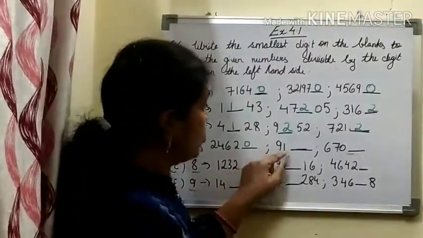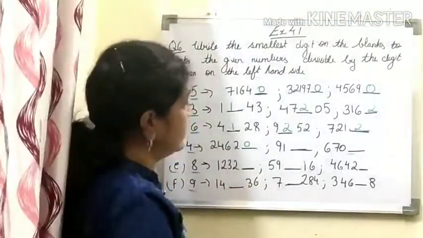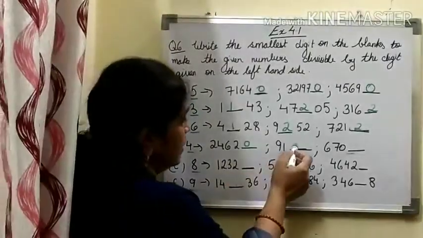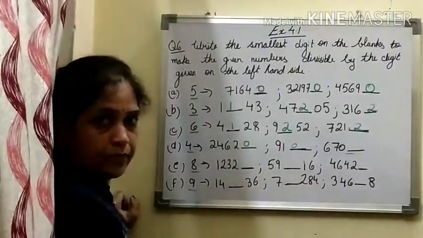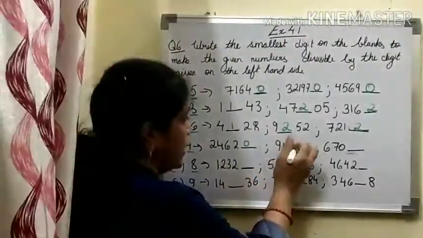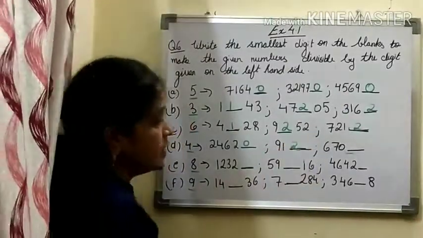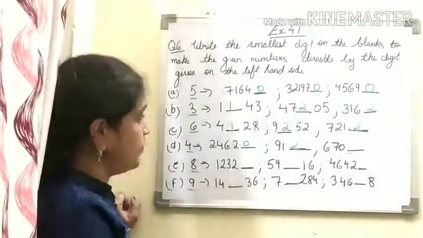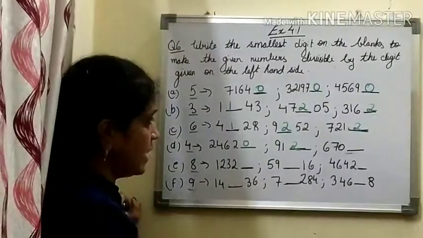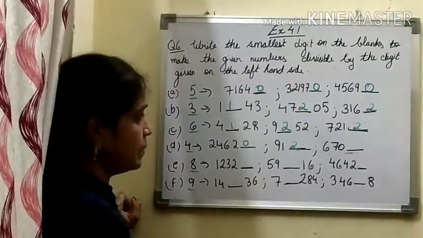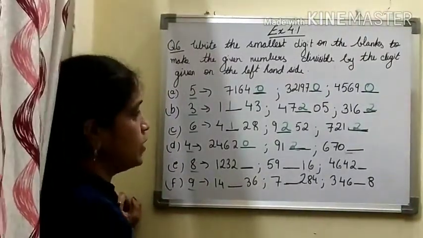Now 9 1 dash. So the last 2 digits, if I put 0 here, 10 is not divisible by 4. So if I put 2 here, then the last 2 digits are 12. 12 is divisible by 4. So this blank will be filled by the digit 2.